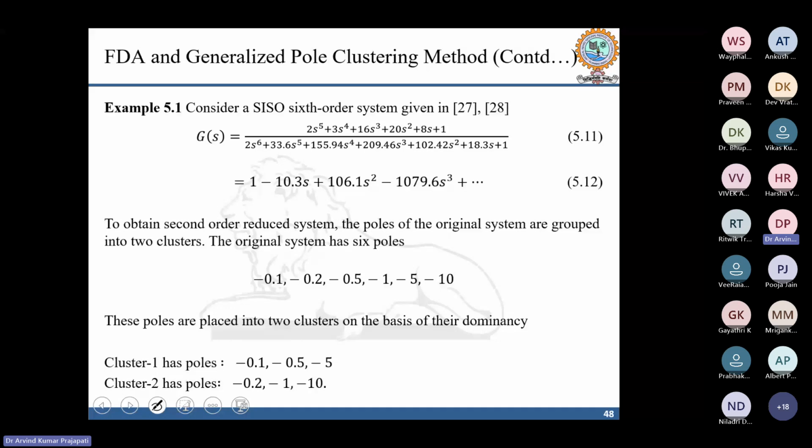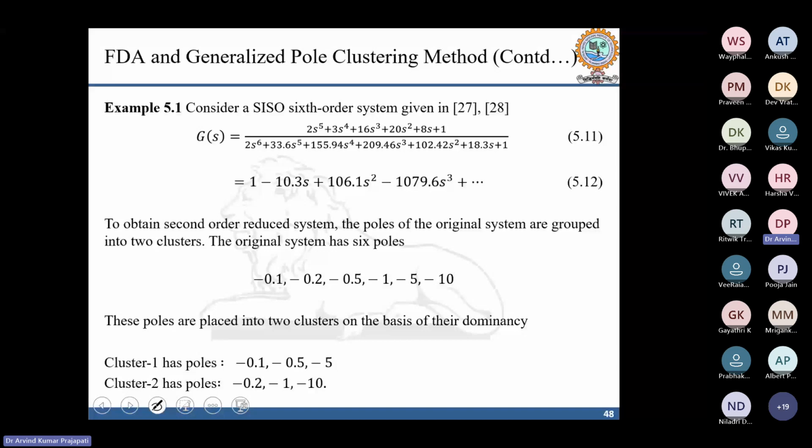Once you have calculated the reduced order model, you can compare your method with other existing methods in quantitative terms or qualitative terms. Quantitative means you can calculate the error and then compare. Qualitative means you can compare the step response. You can see the step response of the original system and the step response of your method, and then you can conclude whether your method is giving good results or not.